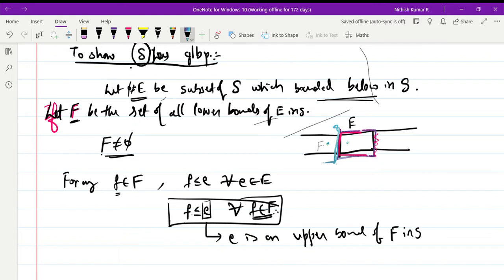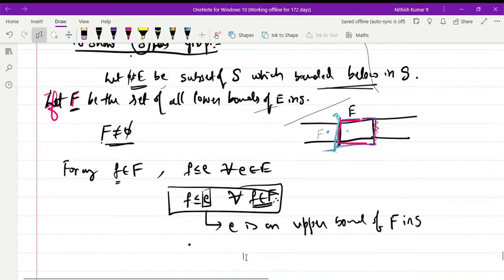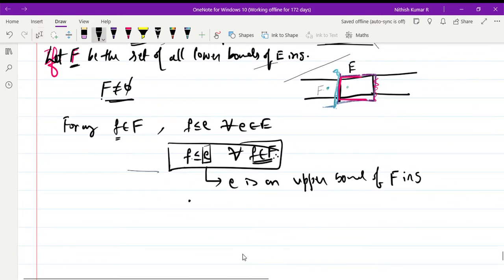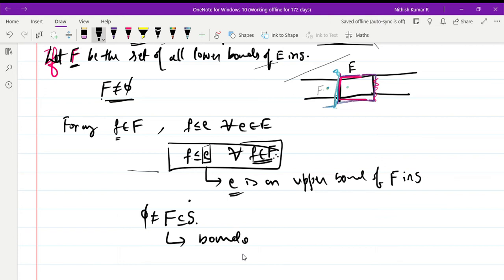Now if you observe, F is a non-empty subset of S. Since E is an upper bound of F in S, this F is bounded above in S.